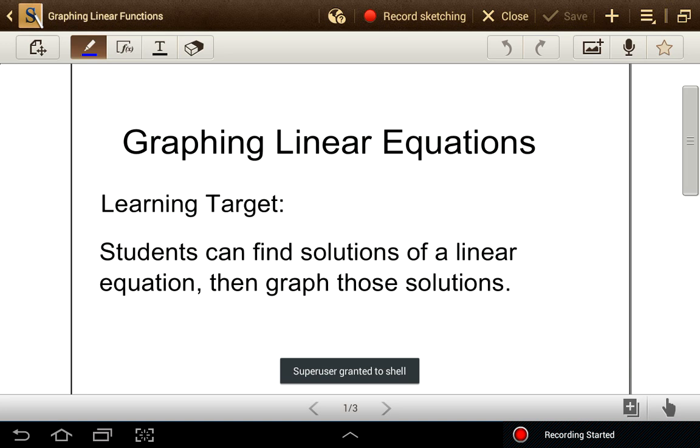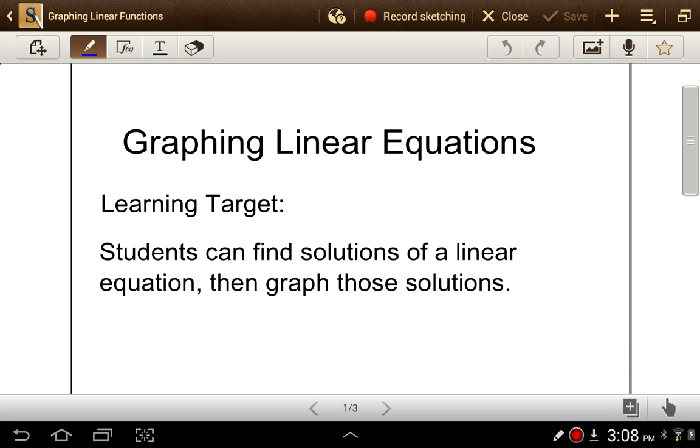We're going to do graphing linear equations. We've got a lot of examples today, so I'm going to go through these. If you need to pause at any time, make sure you pause and go back and watch again if you need to. Our learning target today is that students can find solutions of a linear equation, then graph those solutions. So we're going to be finding solutions of linear equations and then graphing those solutions.